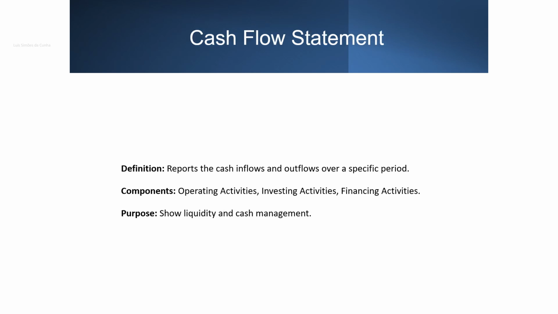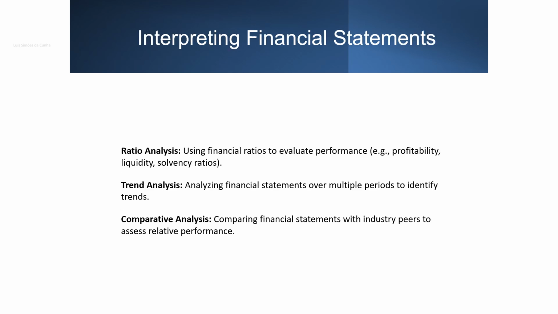The cash flow statement reports the cash inflows and outflows of a company over a specific period. It is divided into three main components: cash flows from operating activities, investing activities, and financing activities. The primary purpose of the cash flow statement is to show the company's liquidity and cash management, highlighting how it generates and uses cash.